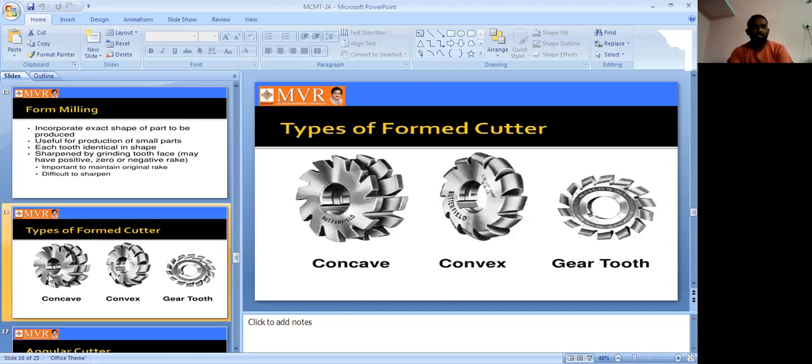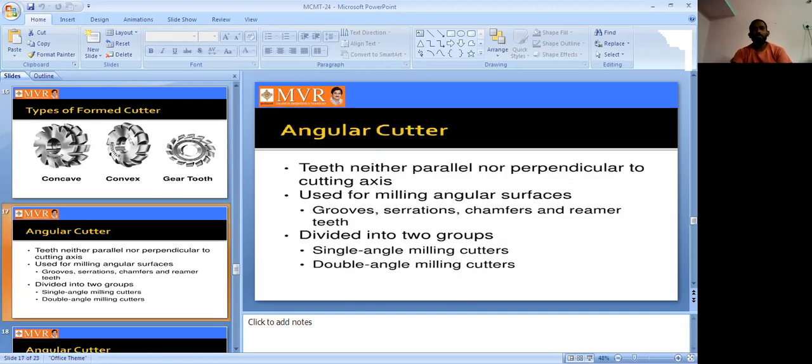Okay, so next one, see here, is the angular cutter. It is also one of the very important cutters in our tooth cutting process. The teeth are neither parallel nor perpendicular to the cutting axis. So in this angular cutter, initially we have the cutting axis, and the teeth may be parallel to the cutting axis, or they may be perpendicular to the cutting axis. That is a major point.